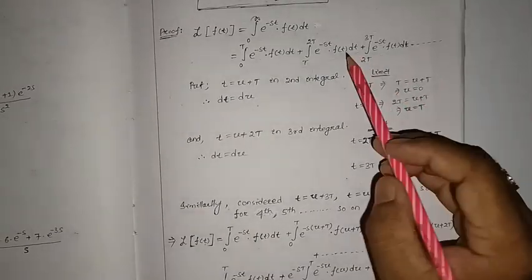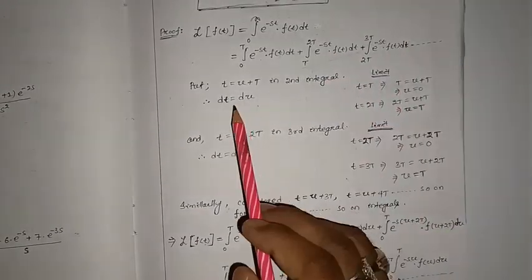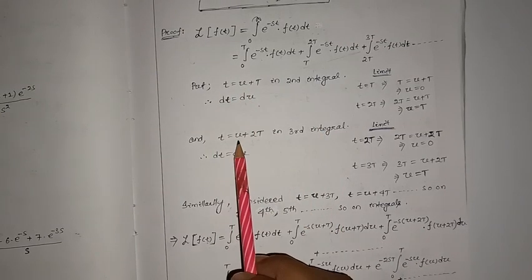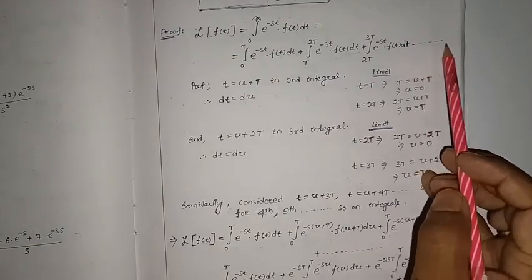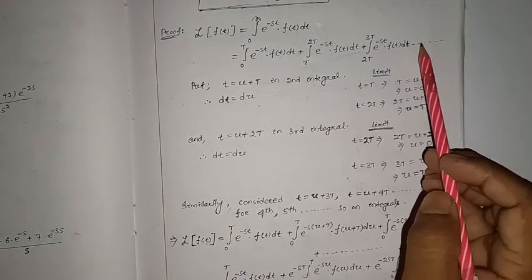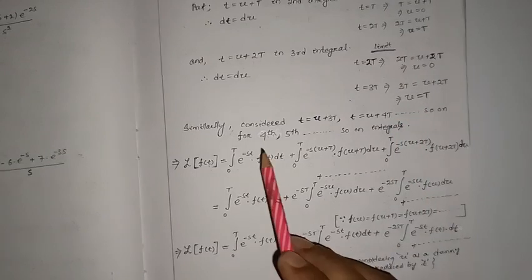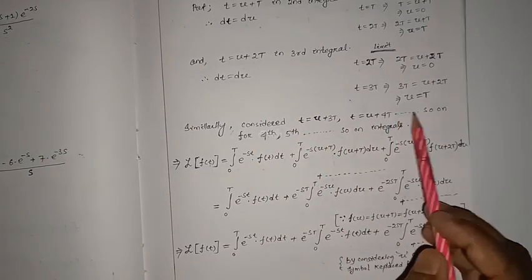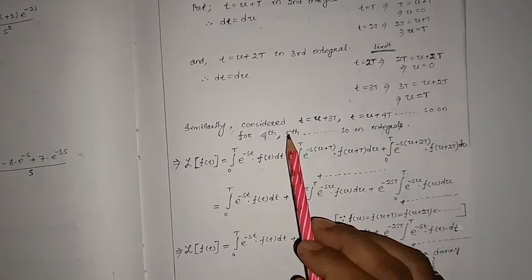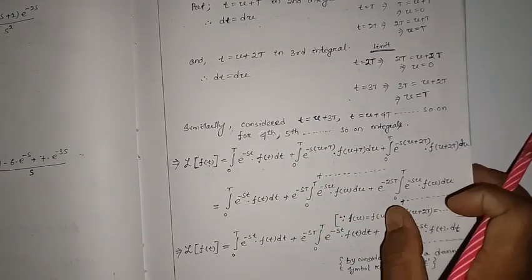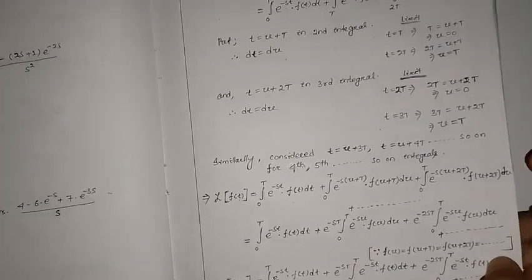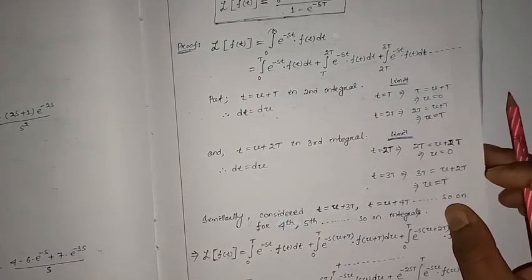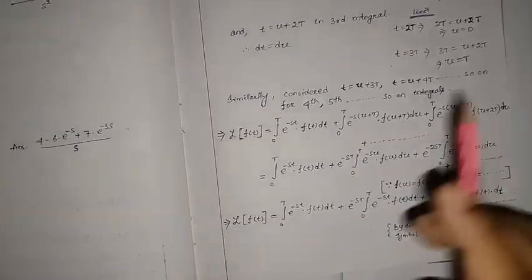Here we just wrote the second and third. For the second and third integrals, we substituted t equal to u plus T and t equal to u plus 2T. But other integrals are there, that means the fourth and fifth integrals and so on, for which we consider t equal to u plus 3T, t equal to u plus 4T, and so on. Likewise, the corresponding limits will be 0 to T. So now we are going to write this by substituting the corresponding t values in those integrals.